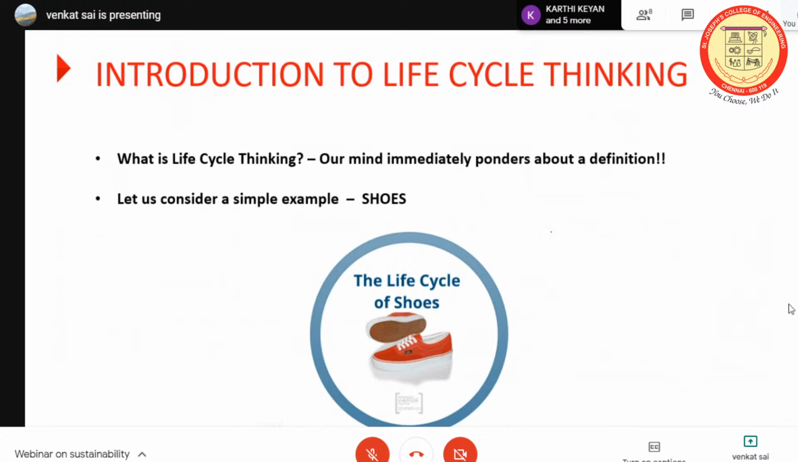I want you to just take a step back. You have three words: life, cycle, and thinking. Look at them from an independent point of view. What can it actually mean? Let's take a simple example, something that we use every day in our lifestyle. We wear the shoes when we start for our college. We wear them, we come back, we keep them again, and then we reuse them again and again. This is part of our daily life, right? Let us take the example of a life cycle of shoes.